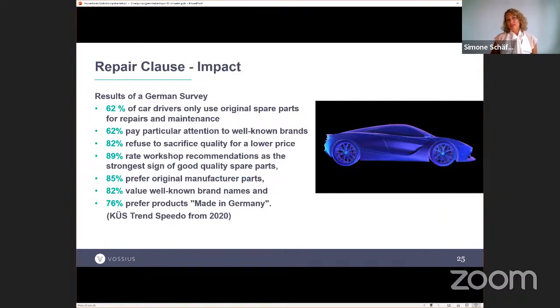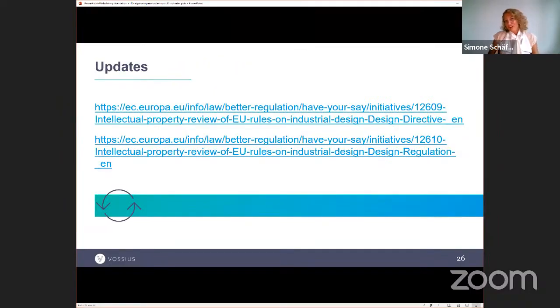And the impact of this kind of repair clause, accordingly resulting in a liberalization of the spare part market, we will see what is going to happen. But with regard to German consumers, for example, from 2020, I found a market survey, and obviously the German trade circles are clearly preferring original manufacturer parts, because there you see the number at the bottom, it's 85%. They still prefer original manufacturer parts. So we will see if the spare part market will be revolutionized or not.